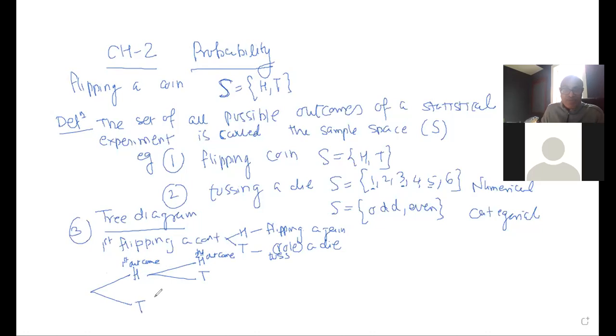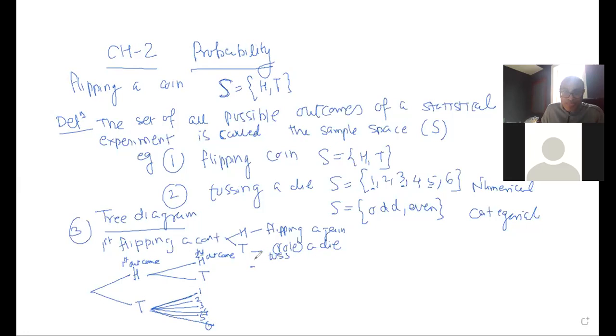But instead of head, suppose I'm getting tail, then the question says that I need to roll a die. If I need to roll a die, that means I have 1, 2, 3, 4, 5, and 6, because I'm tossing a die. So how many sample points are there? Look at over here. Now I'm going to write my sample points.